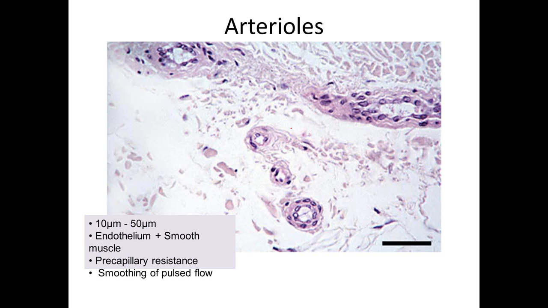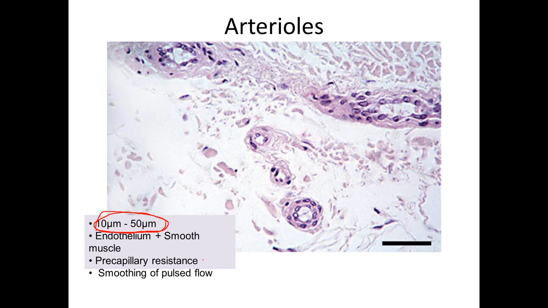Okay, I'm going to talk about the arterioles now. We've had a look at the arteries and the veins. Let's talk about these things called the arterioles. Now they're small, they're microscopic. They're 10 micrometers to 50 micrometers. That's 10,000 to 50,000th of a millimeter. Okay, so that is small. They're made up of smooth muscle and some cells, and they have very, very important roles.